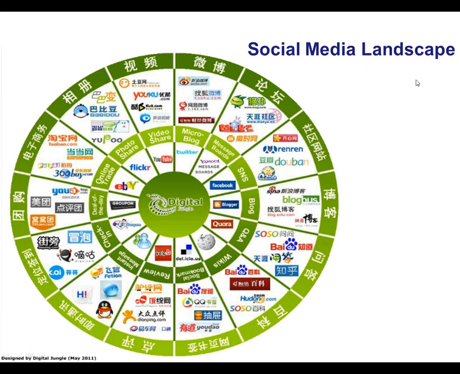Then you have competitors to Facebook. The big competitors are Renren, Kaixin, Douban, and Qzone, for example. And those are, again, Chinese platforms that have been developed. And as you can see, the social media and the online landscape in China is quite complicated.